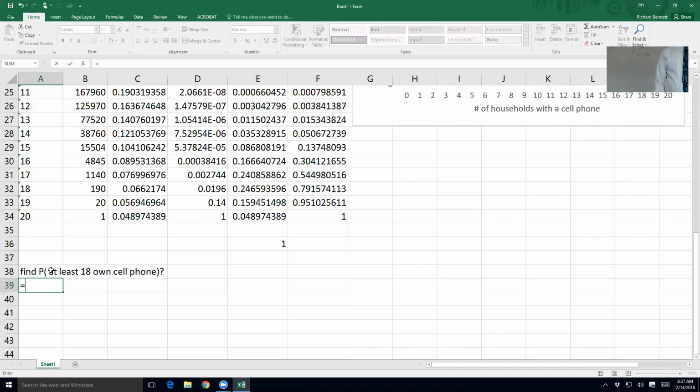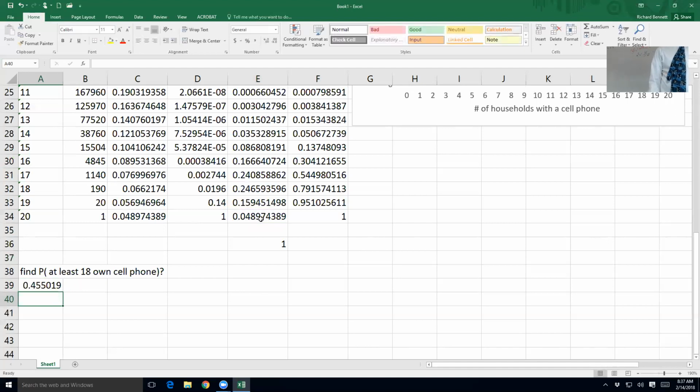What's the probability that I get exactly 18? 0.79? No, that's incorrect. 0.246, right? That's 18. At least 18 would include 19 and 20. So I'm going to add 0.159 and 0.048. Okay? That's the probability that at least 18 own a cell phone.